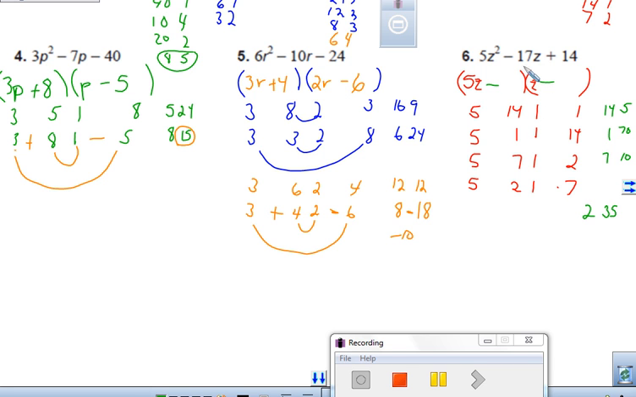So I need to get 17, so I see that a negative 7 and a negative 10 will make negative 17. So this one here is my solution. So using trial and error, I found 5z minus 7 times z minus 2.